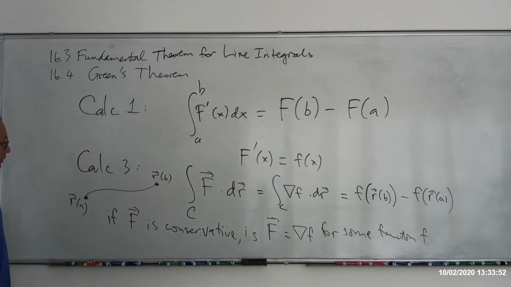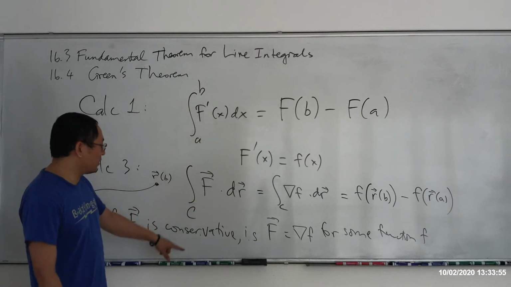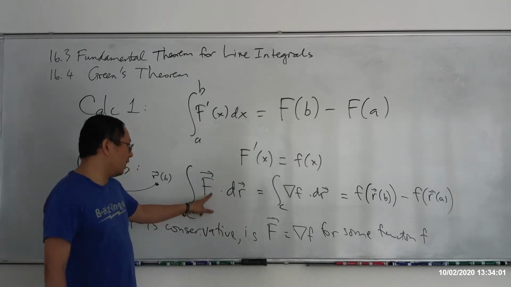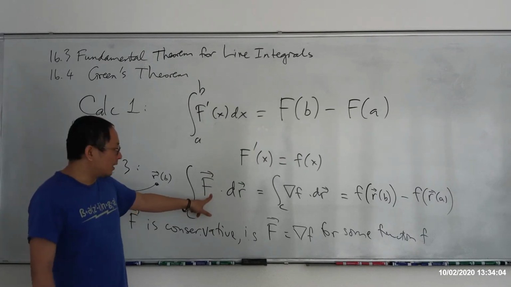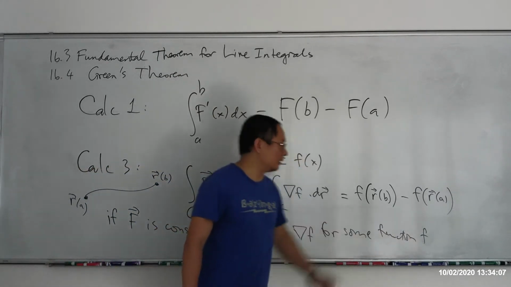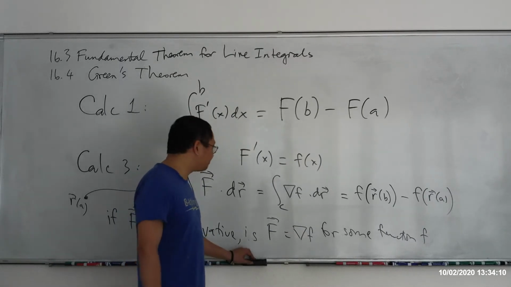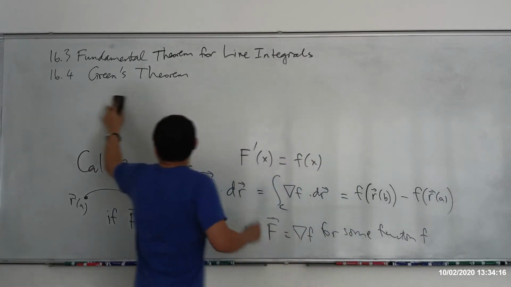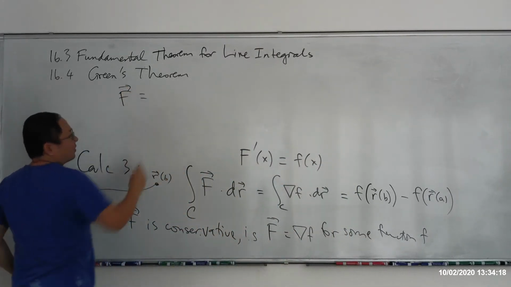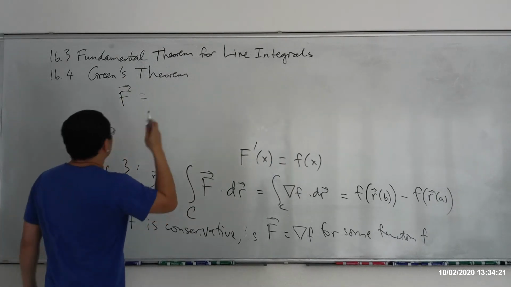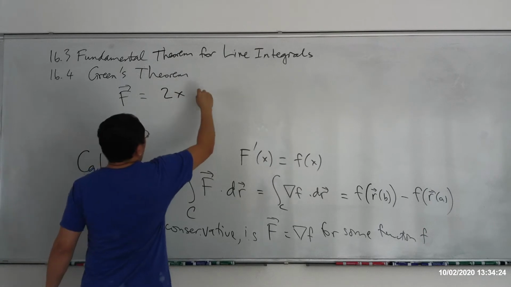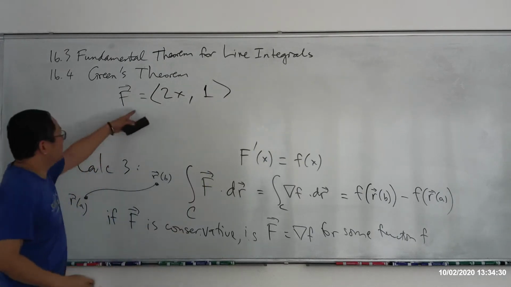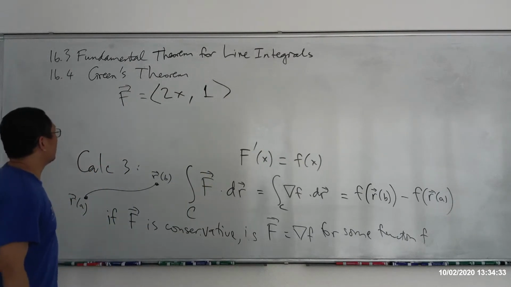And F is a vector field. Big F right here is a vector field, and it's only true if the vector field F is conservative. It means the vector function F can be expressed as the gradient of some other function. Okay. Say for example, from last time, let me just write down: say I have big F equal to (2x, 1).